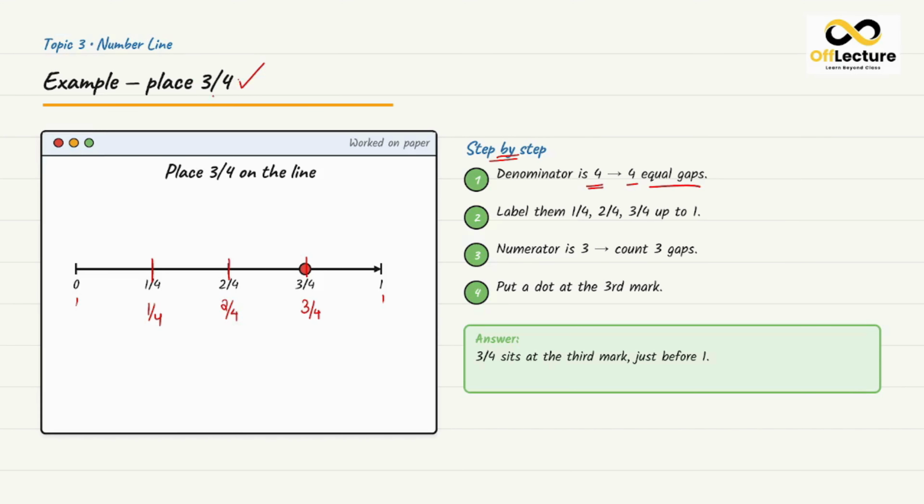Now, since in the numerator we have 3, we will jump 3 steps. So we will count 3 steps: first, second, and third. So we are landing at this position. It means that we will put a dot on this third mark, and this is where our 3 by 4 fraction will sit on the number line. Okay.